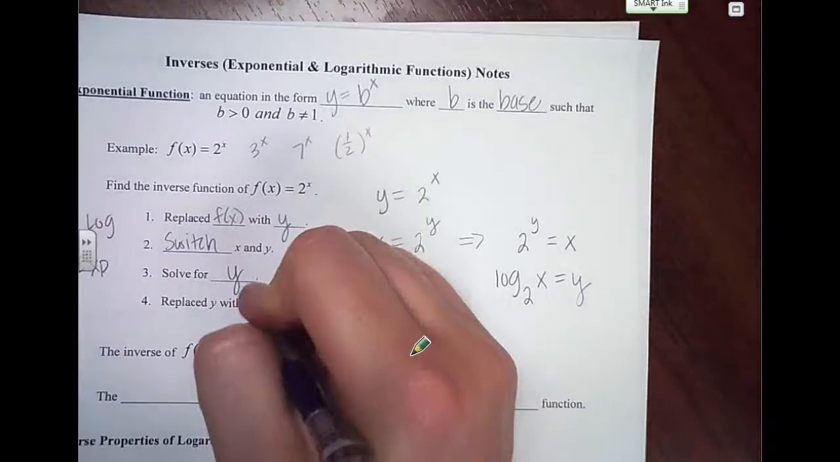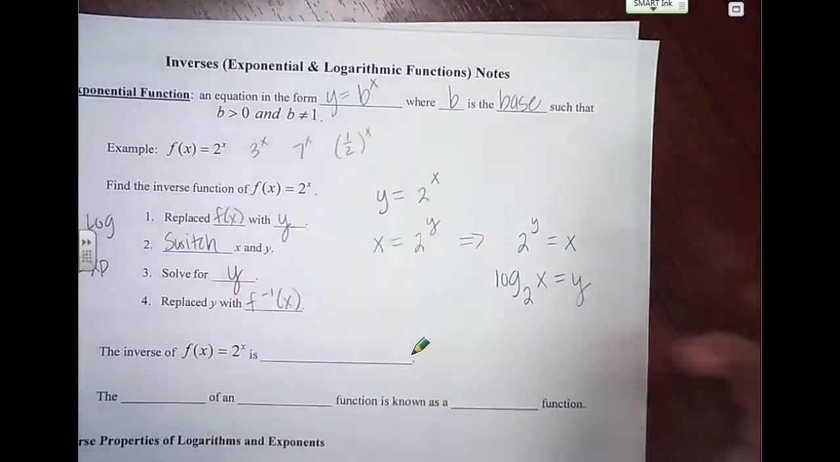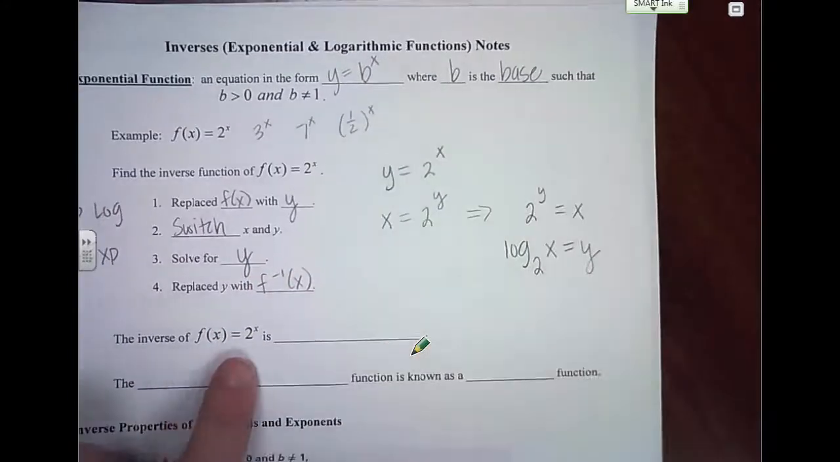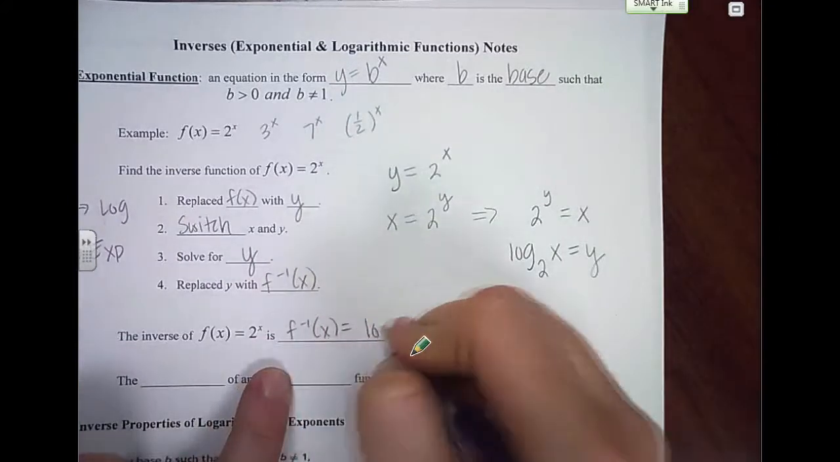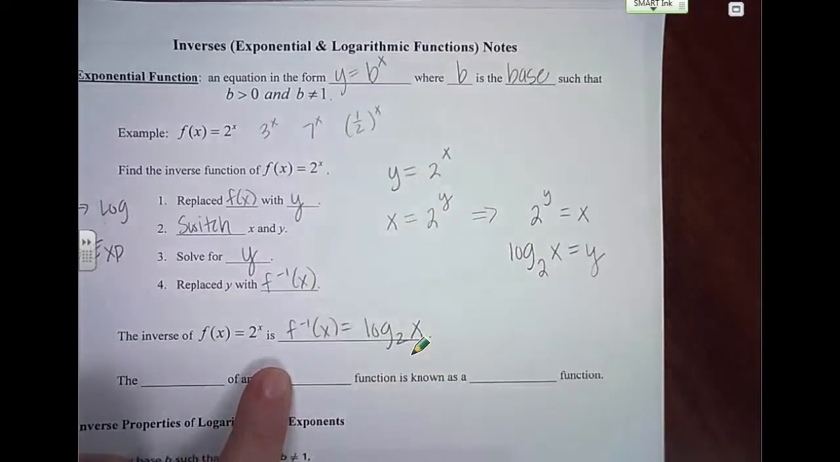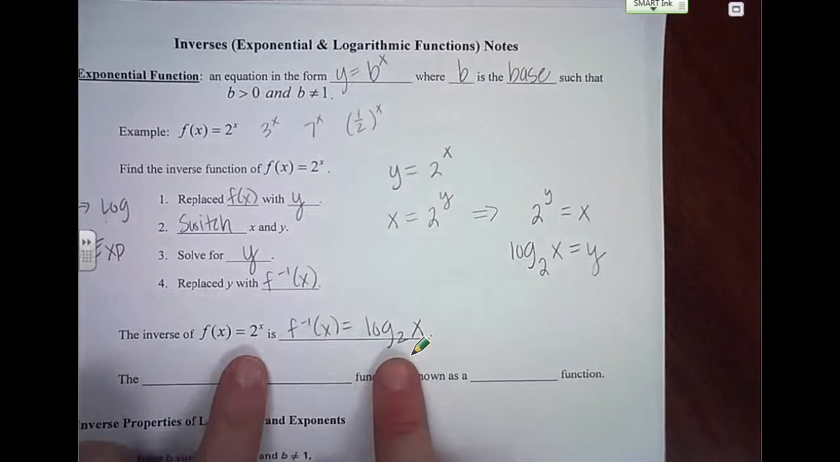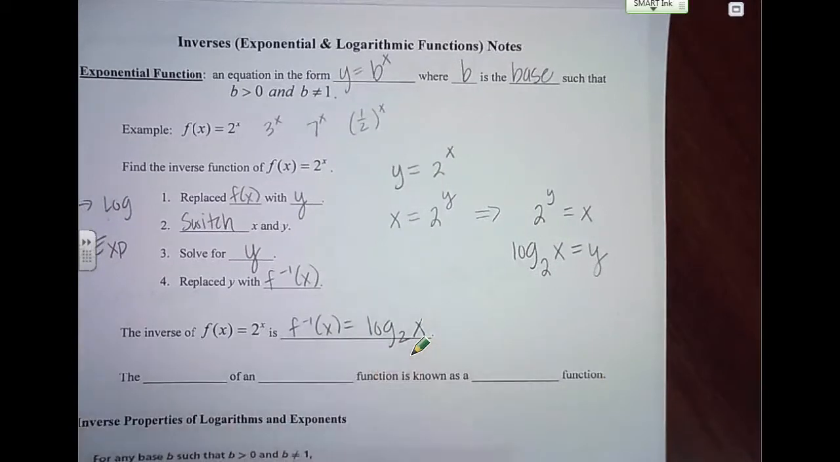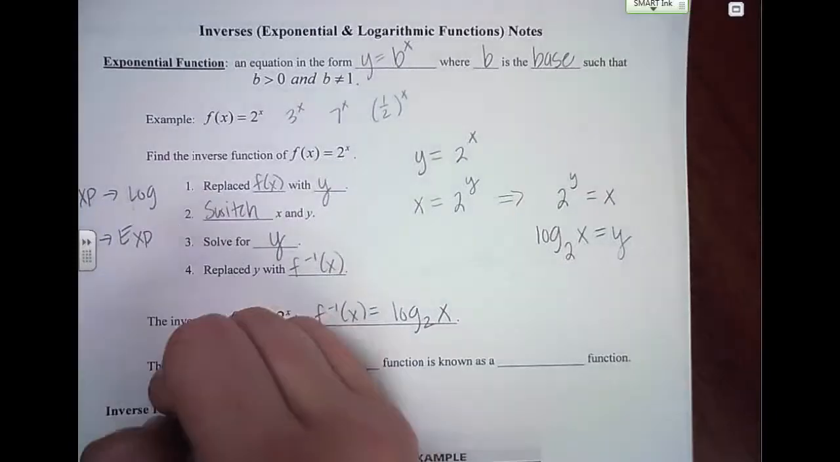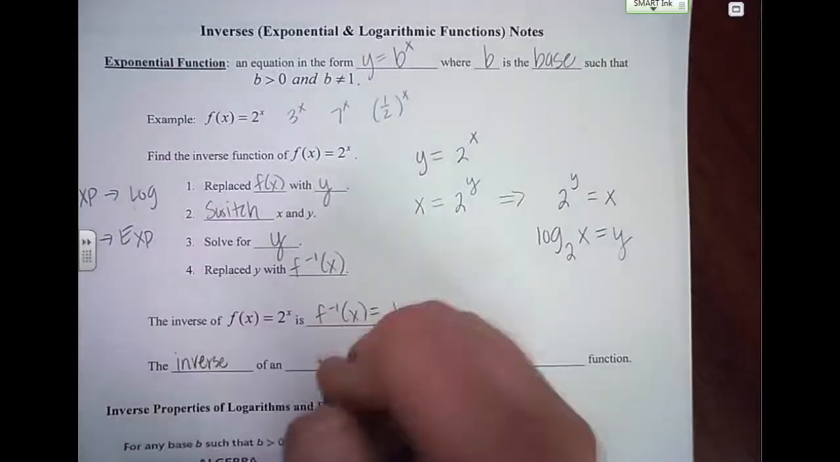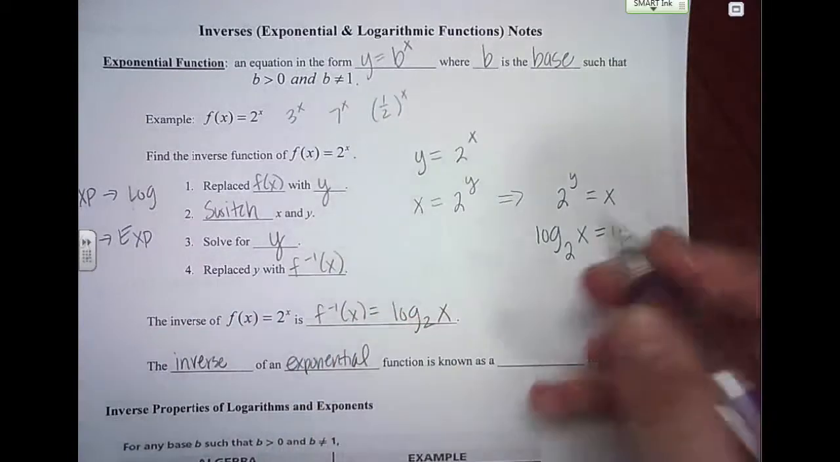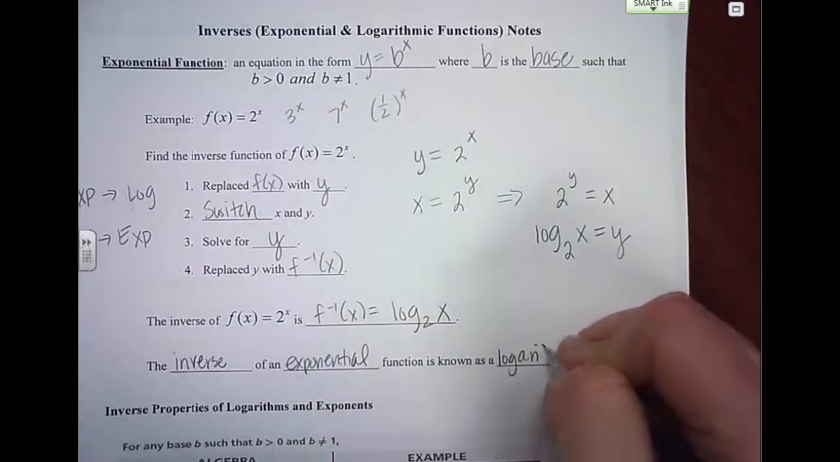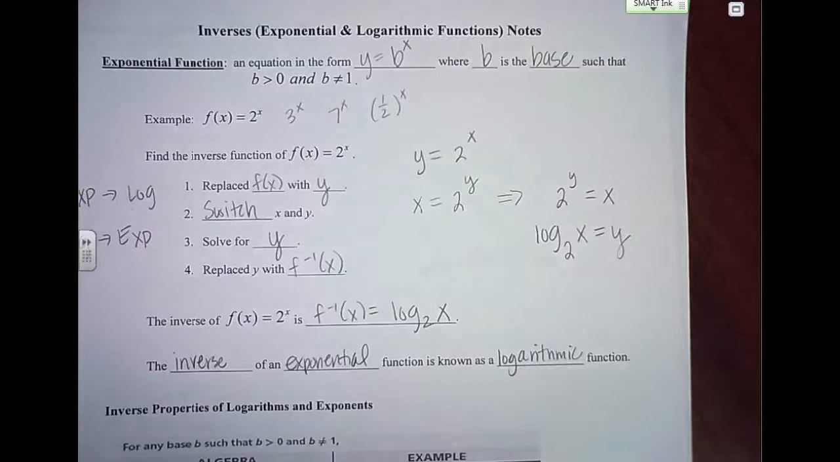And then we want to replace y with f inverse of x. So our inverse function of 2 to the x is log base 2 of x. So those are inverses of each other. So this is just what I was saying earlier. The inverse of an exponential function is known as a logarithmic function.